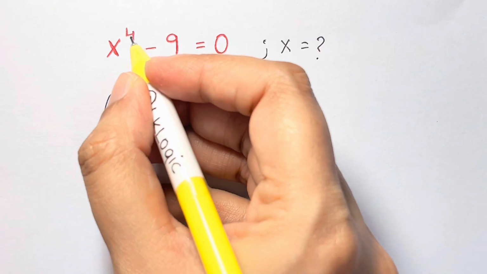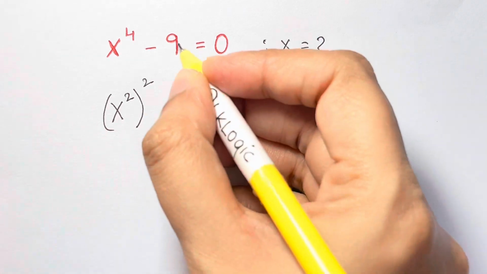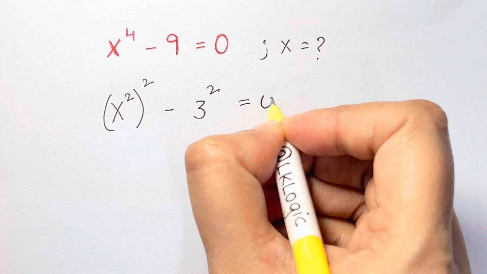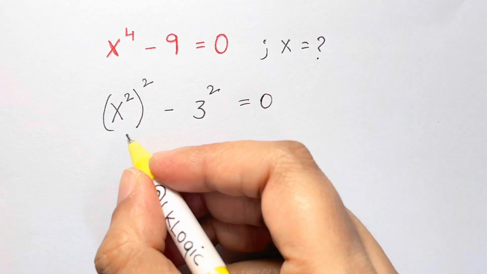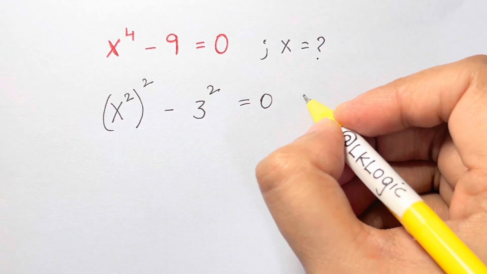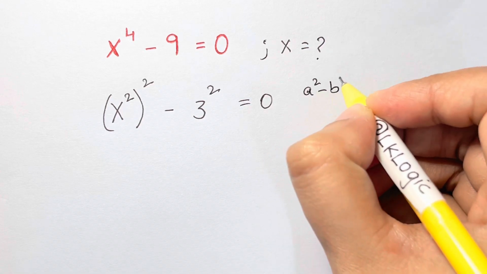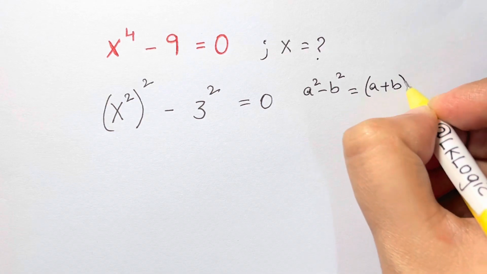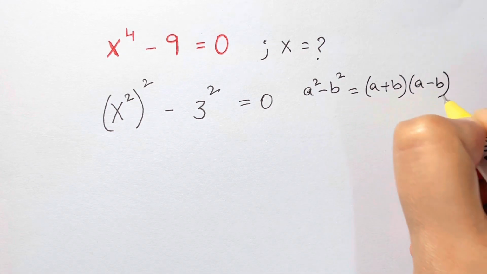So 2 times 2 will give you 4 back. And here I have 9 can be written as 3 square, which is equal to 0. And now this is in a form of an identity, which is a square minus b square, if you'll know, that is equal to a plus b times a minus b.